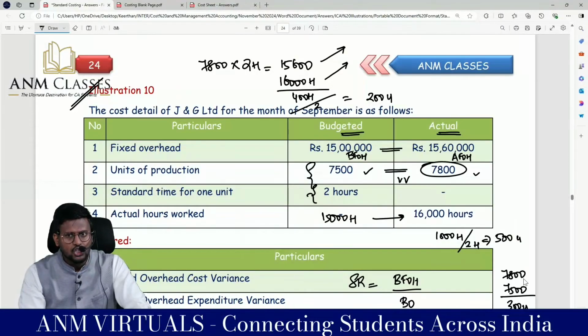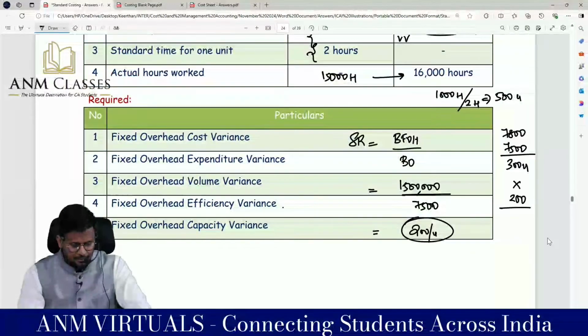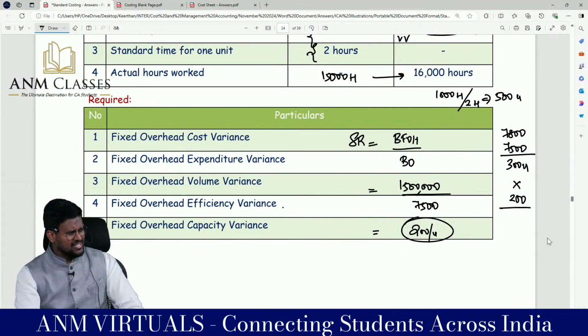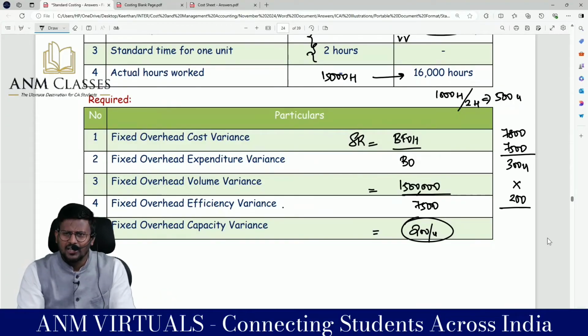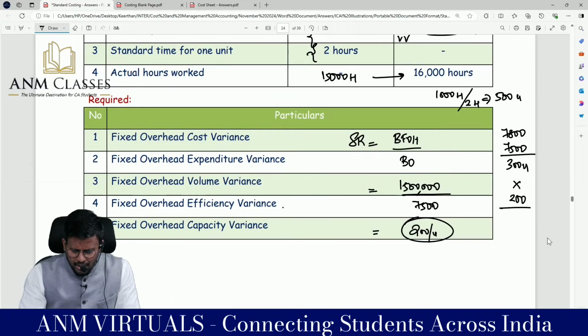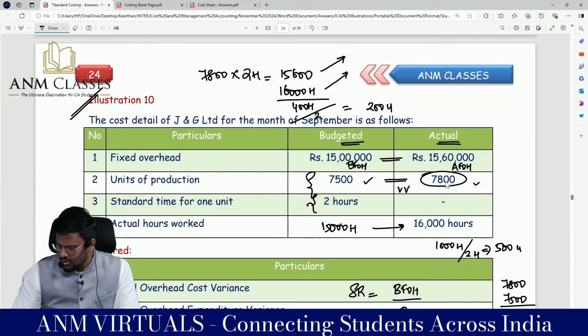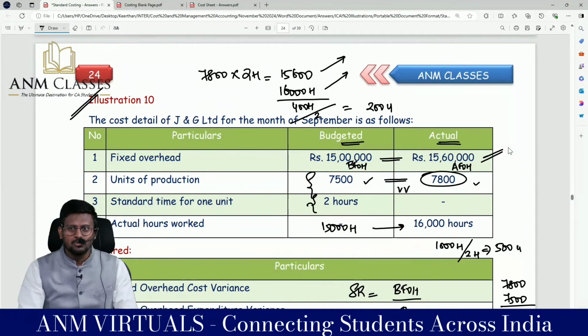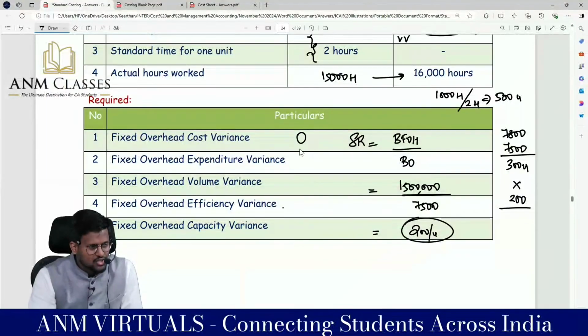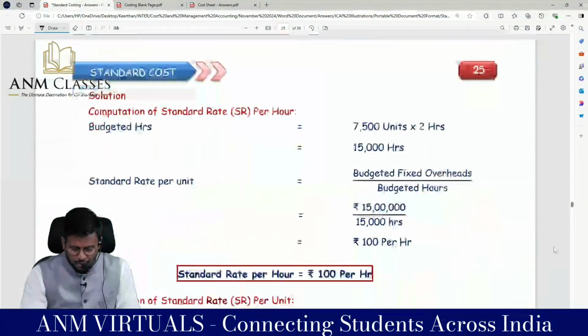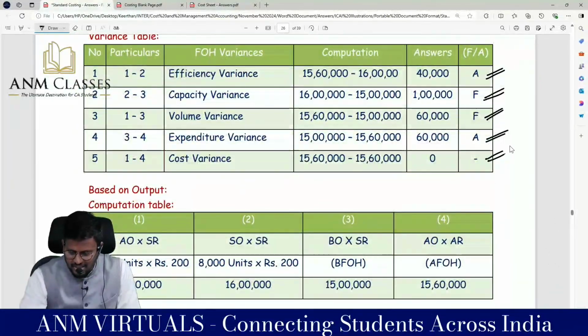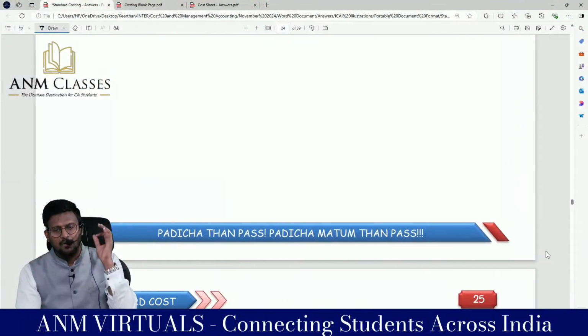Are you able to appreciate in this language? Super fantastic angle, sir. Fixed overhead cost variance is nothing but the absorbed overhead and the actual overhead. The absorbed overhead means, sir, actually I have produced 7,800. Every unit would have recovered 7,800 into 200, comes to 15,60,000. But actual also 15,60,000. There is no under absorption or over absorption. So the fixed overhead cost variance should be 0. 0 is the answer for the fixed overhead cost variance. That's it. The sum comes to an end. 10 marks in our pocket.